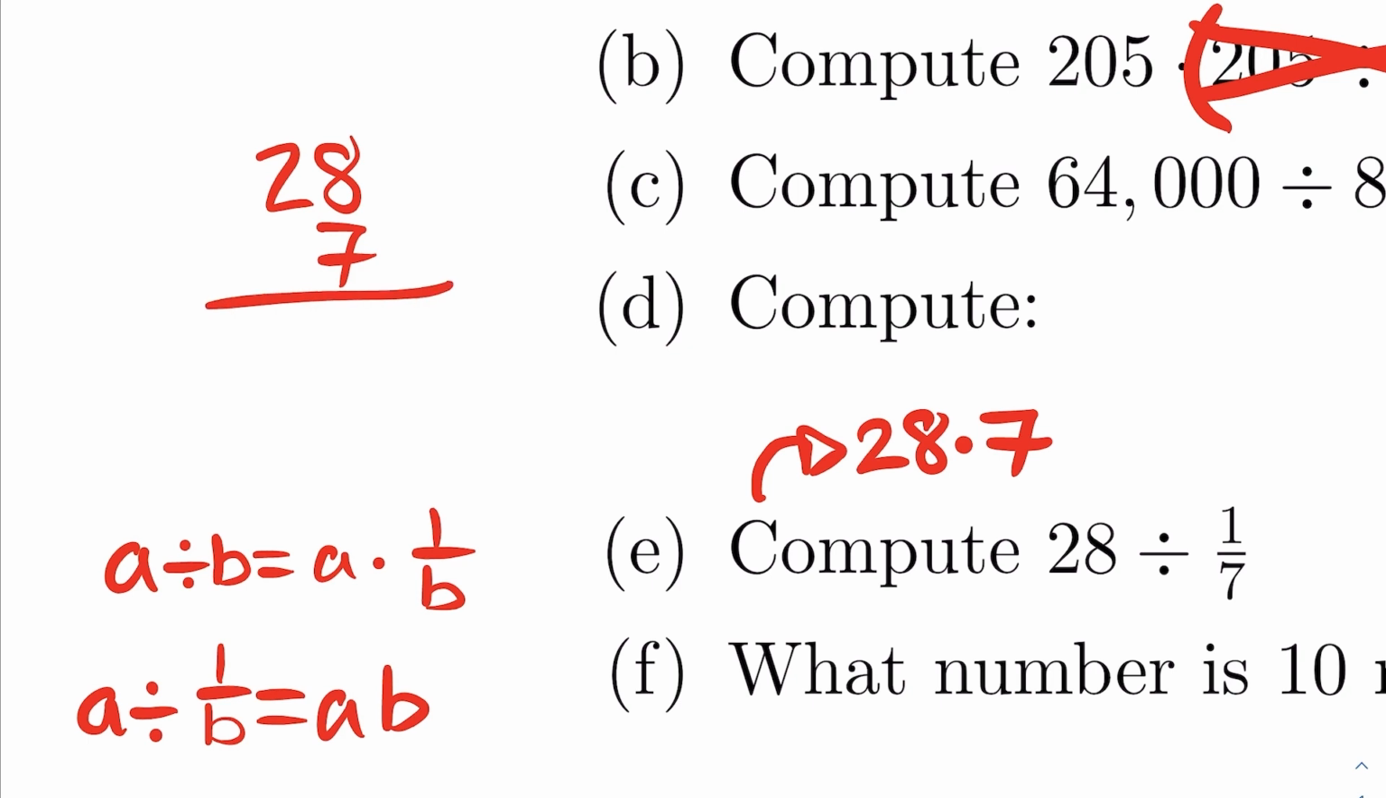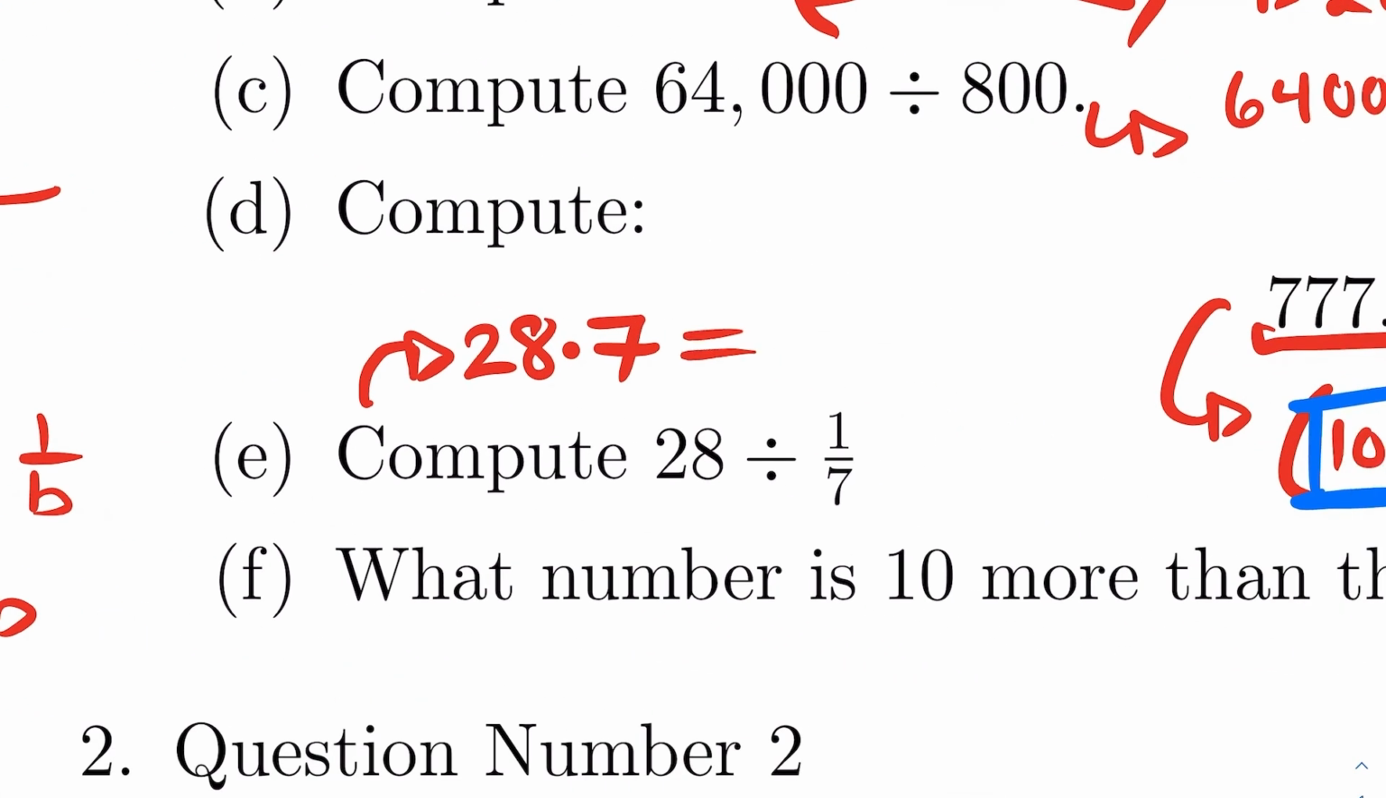So 8 times 7 is 56. So we go ahead and bring our 5 into our tens place. We do 2 times 7. That's going to be 14. We bring our 5. We get 196. So our final answer for E is 196.